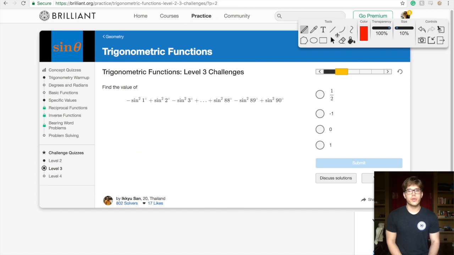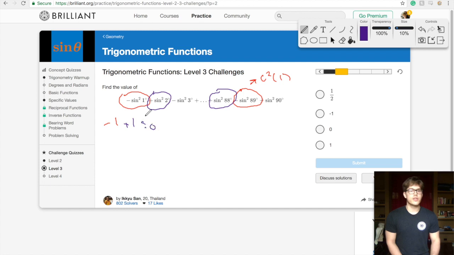Let's make room. So what did we just find out? We saw that the minus sine squared of 1 and the minus sine squared of 89, which we're going to change to cosine squared of 1, will pair and give us a minus 1. And then the sine squared of 2 and the sine squared of 88 are going to pair together. And these are both positive, so this is going to be a positive 1. And so this is going to continue on. So we see a minus 1 and a plus 1. These are going to cancel out to just be 0.